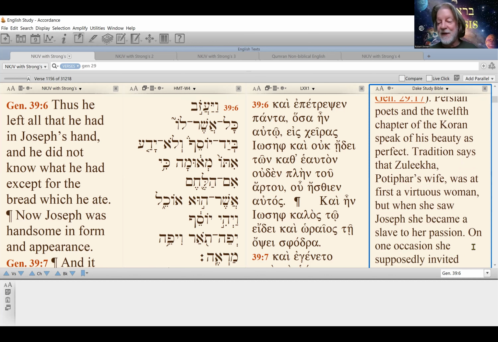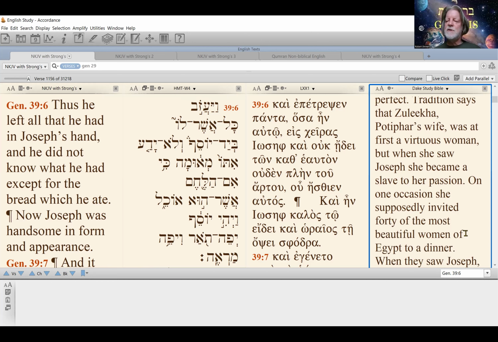Isn't that interesting? That the appearance of Yosef caused her to follow a path of immorality that we're going to read about in the next few verses. So she was at first virtuous, but when she saw Joseph, she couldn't control herself. And wow, that is so true in our modern, sexually charged, passionate society. People commit all kinds of sexual immorality because they can't control their passions.